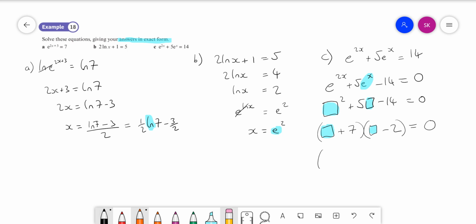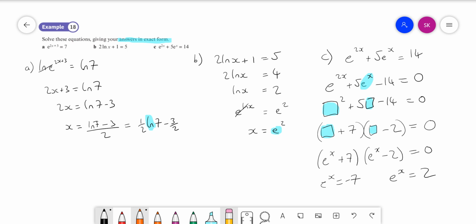So writing it out nicely, I've got e to the power of x plus 7, e to the power of x minus 2 equals 0. And now we go about solving this in the same way as we have done for all the other questions like it. e to the power of x plus 7 equals 0, which means e to the power of x equals negative 7, and e to the power of x equals 2.